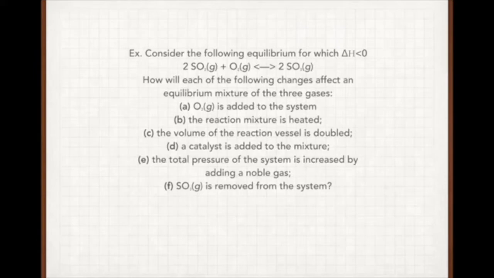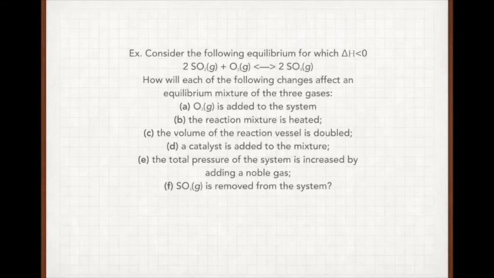Now, if the volume of your reaction is doubled, what that means is that your pressure is going to decrease. So remember, if your pressure increases, you shift to the side with fewer moles of gas. If you decrease your pressure, you're going to shift towards the side with more moles of gas. So since I'm decreasing my pressure, I need to shift to the side that has more moles of gas. Well, that's towards my reactants because I have 3 moles of gas in my reactants and only 2 in my product. So I'm going to shift to the left, which means that my concentration of SO3 is going to decrease while my concentration of SO2 and O2 increases.